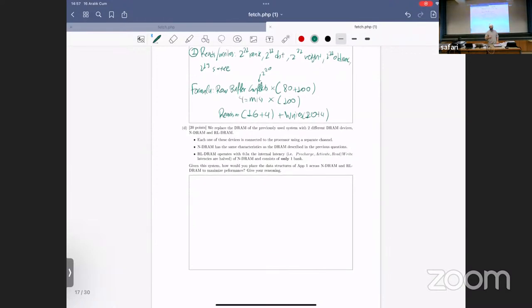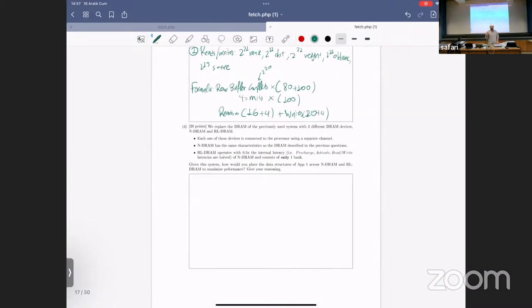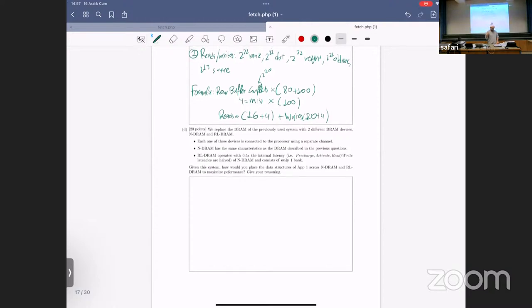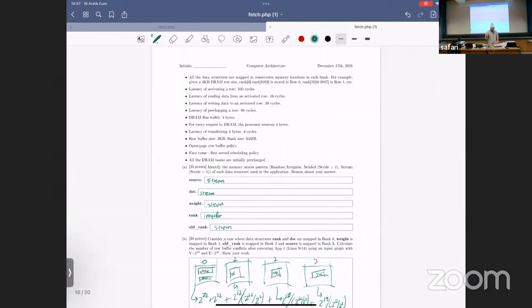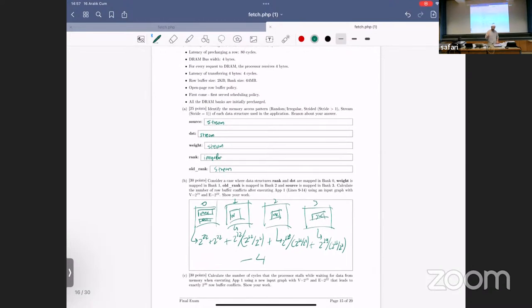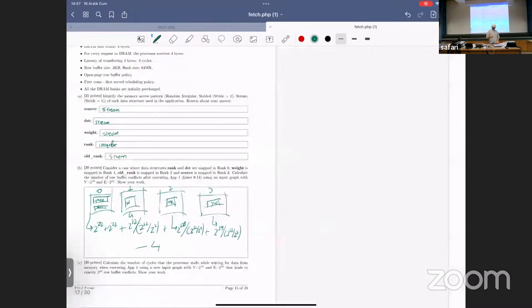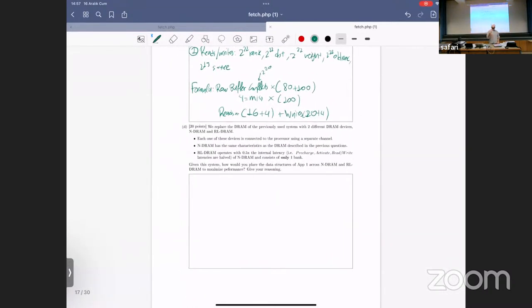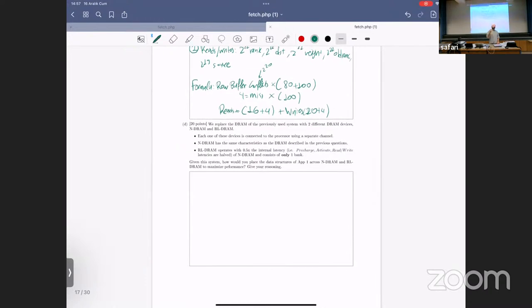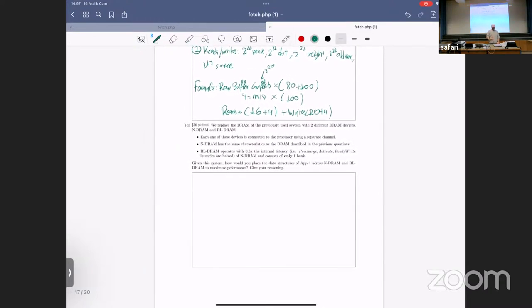Does anyone have any idea? You need to go back to the first question to figure this out. Yes? Correct. The irregularly accessed one, we know that it will incur many buffer conflicts, even if it's on its own inside the bank. So what we would like ideally is to access it with much lower latency.